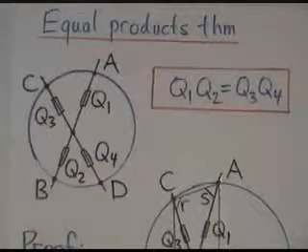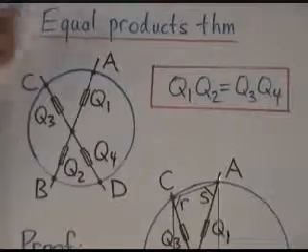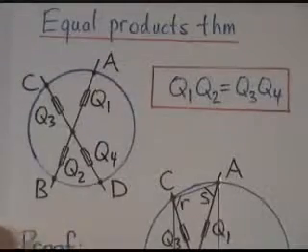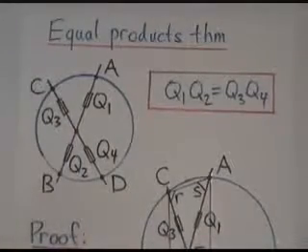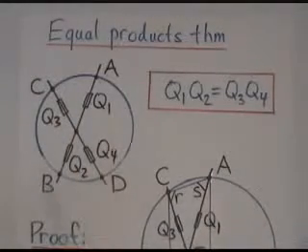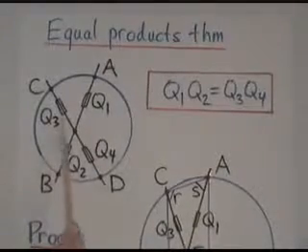And it turns out this argument is not going to depend on where that intersection point is. It'll even work if the intersection point is outside. What's the theorem? The theorem is that Q1 times Q2 equals Q3 times Q4. So it's equal products. This times this equals this times this.